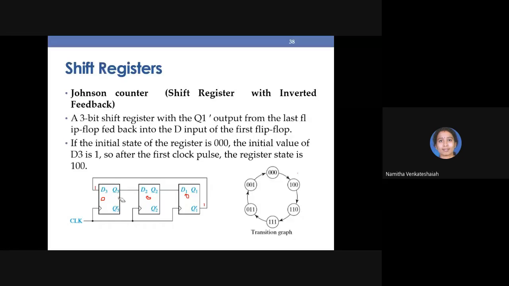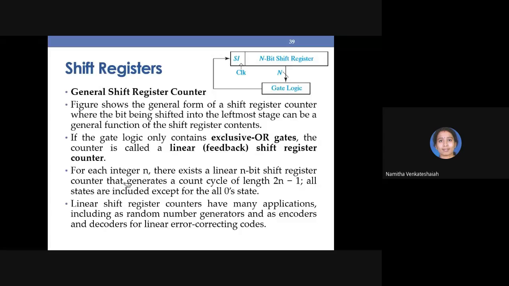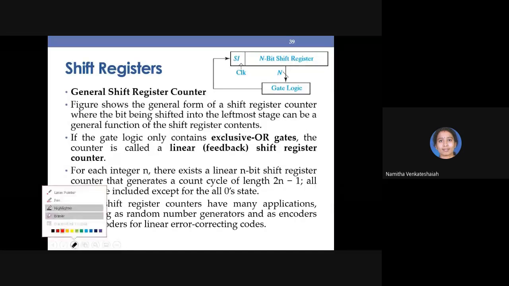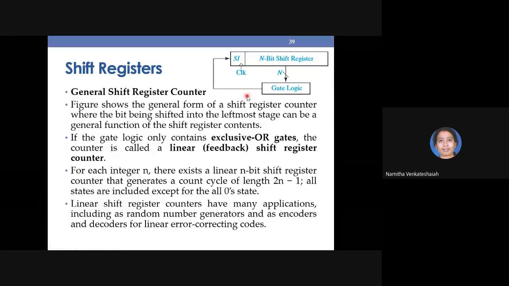So this is about Johnson counter. Next thing is the general shift register counter. This is the general representation of shift register counter. This figure shows the general form of shift register, where the bit being shifted into the leftmost stage can be a general function of the shift register contents. That means you have some gate logic here. This gate logic will take input from the parallel output of this shift register, and it will be given as serial input. I'll repeat, you may be having some shift register.